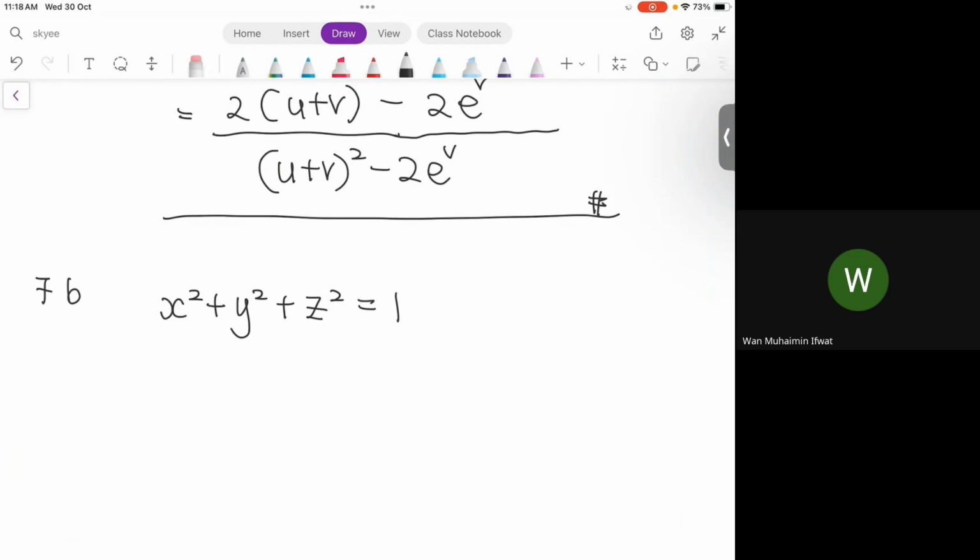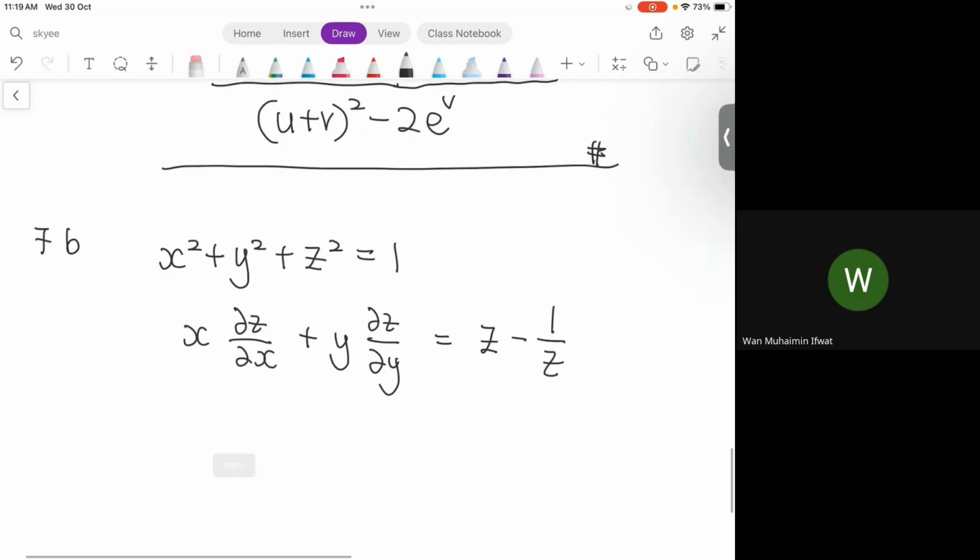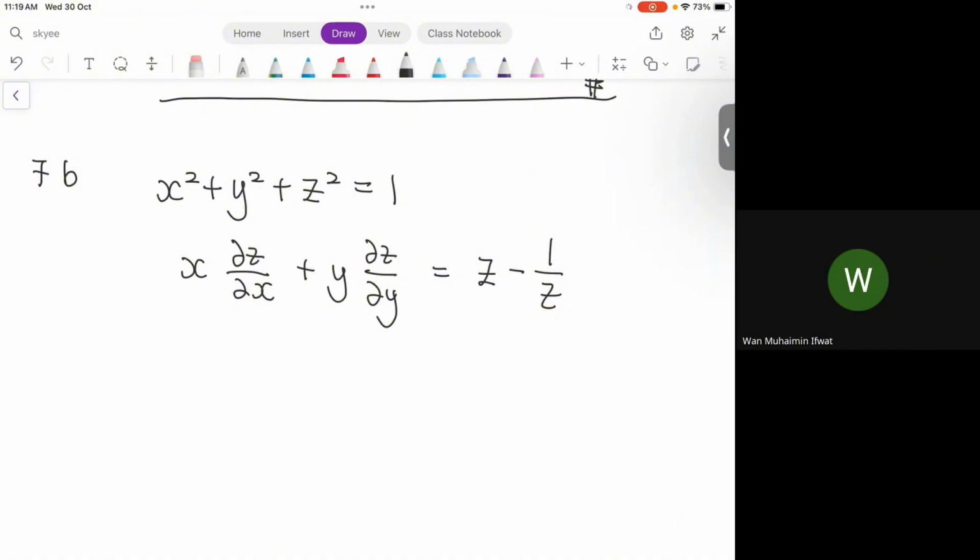You need to prove that when you put the x multiplied with the del z del x plus the y multiplied with the del z del y, it will be equal to z minus 1 over z. And you need to show that this is true. So when you need to prove, it means that you need to find out this first.